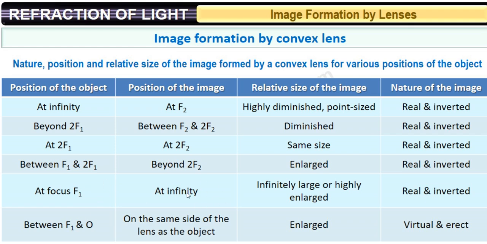At focus: the object is at focus, the image is at infinity, infinitely large or highly enlarged, real and inverted. Between F1 and O, the image is on the same side of the lens as the object, enlarged, virtual and erect.